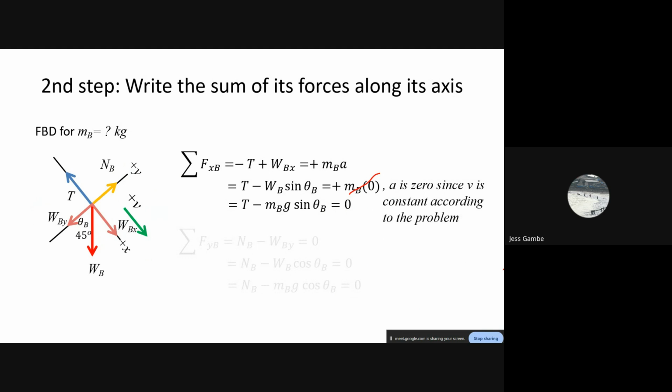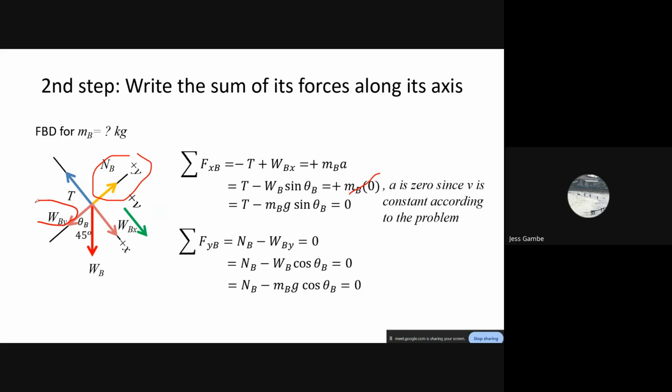The next one is the sum of forces along the y-axis. On the y-axis you have normal force B going upward, countered by WBY going down, the negative y-axis. It is also zero because it is not oscillating along this axis. So NB minus WB cosine theta B equals 0, and WB is just MB times g.